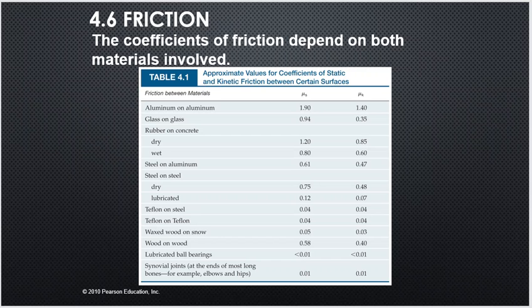Alright, so here we have a chart of the coefficient of friction dependent on both materials involved. Notice that aluminum on aluminum has a fairly high static coefficient of 1.9, and kinetic, 1.4. Glass on glass, you have two very slippery surfaces, 0.94 and 0.35. Rubber on concrete, notice that the dry static value is 1.2. Wet, it drops down to 0.8. And then for kinetic, if you're moving, dry is 0.85, and if it's wet, it's 0.6. This is interesting. I'd write these down, because we'll do some examples with this. There are other ones here as well, but we'll talk about those as needed.